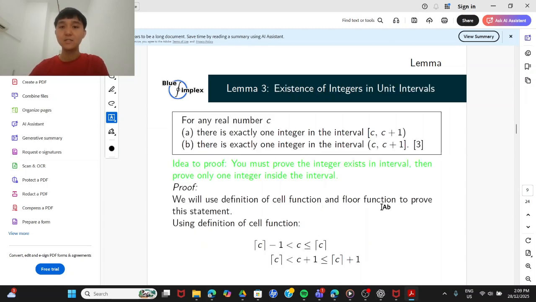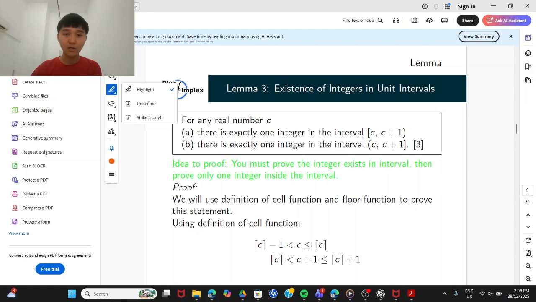And another one is the existence of integers in unit intervals. This is the highlighted word: exactly one integer. What does it mean?